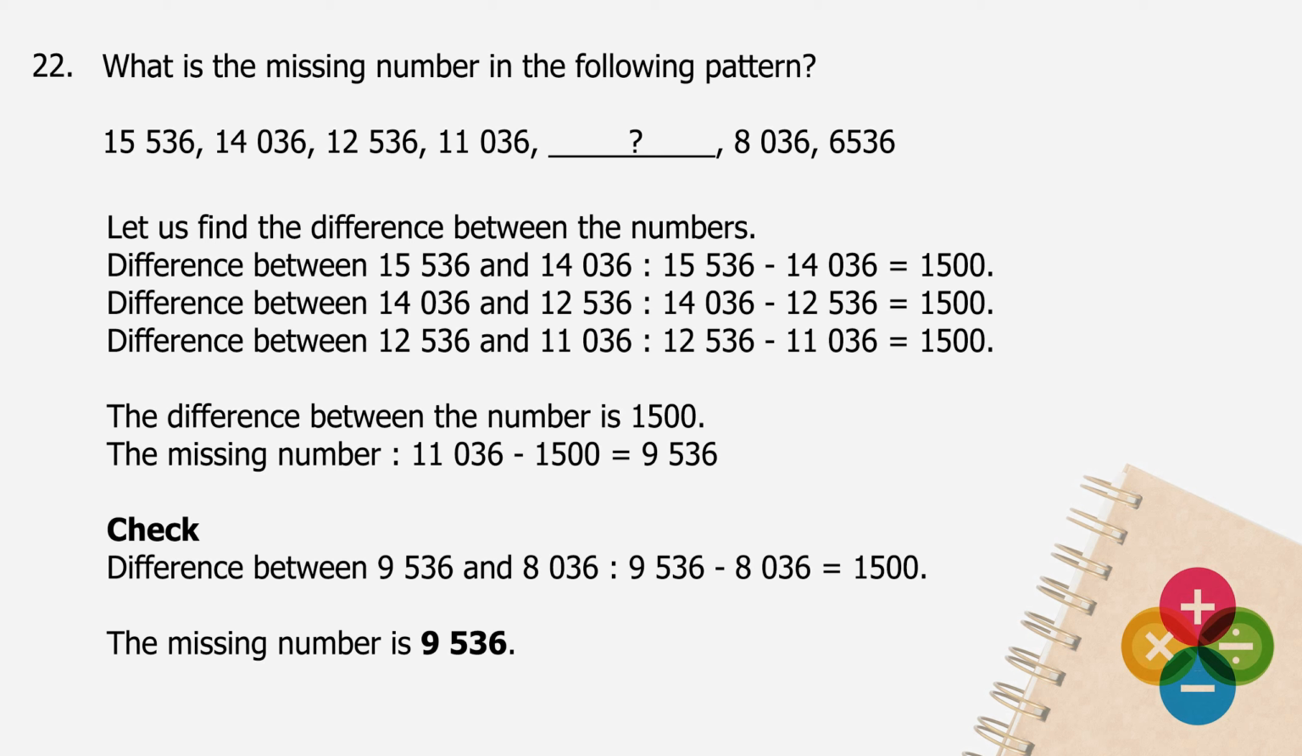Let us check the answer. The difference between 9,536 and 8,036 will be: subtract 8,036 from 9,536, and the difference is 1,500. The missing number is 9,536.